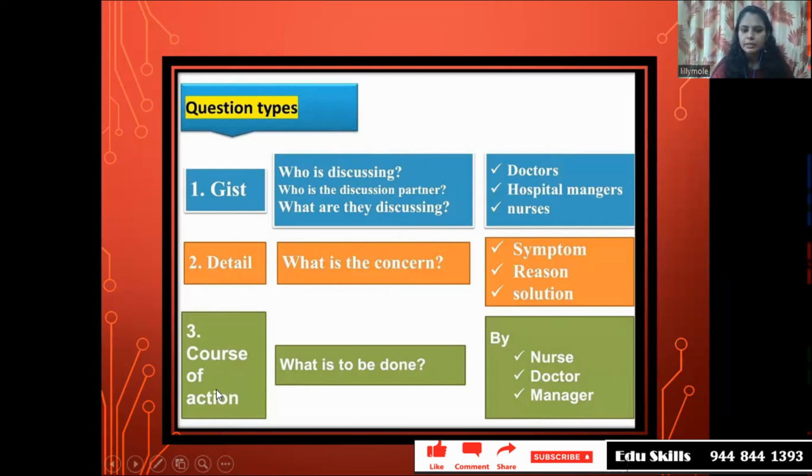Then the third one is the course of action. If they are telling any symptom, what we need to do to reduce that symptom. So what is the action for that? That is the third one. This is by the nurse, doctor, or manager. If there is any procedure, medication, or treatment, whatever else they are telling, we need to understand from the audio.